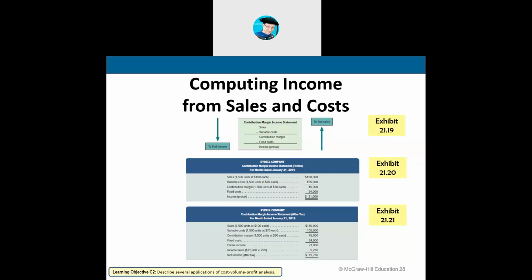So take a look at this. Our sales, 150,000. Variable costs, 105,000. Sales minus variable costs equals contribution margin, 45,000. Minus my fixed cost of 24,000 gives me an income of 21,000. Sales minus variable costs equals contribution margin. Minus fixed costs equals pre-tax income or income. Minus your income taxes equals net income.